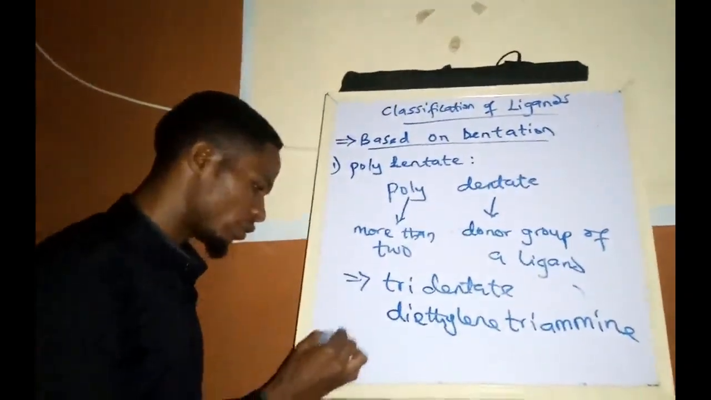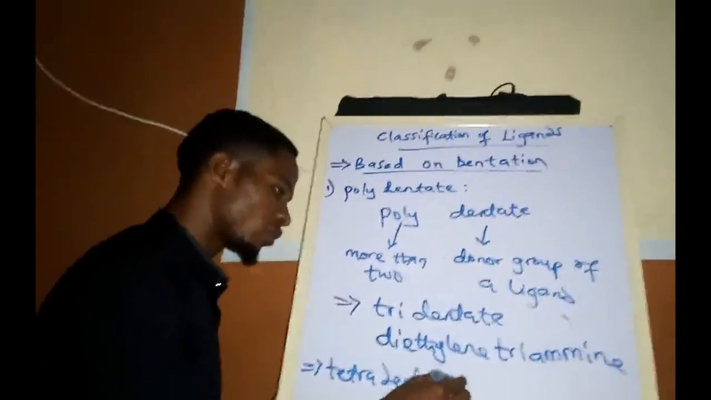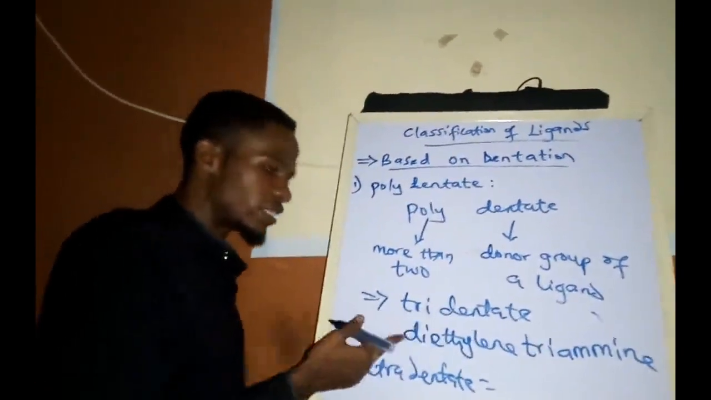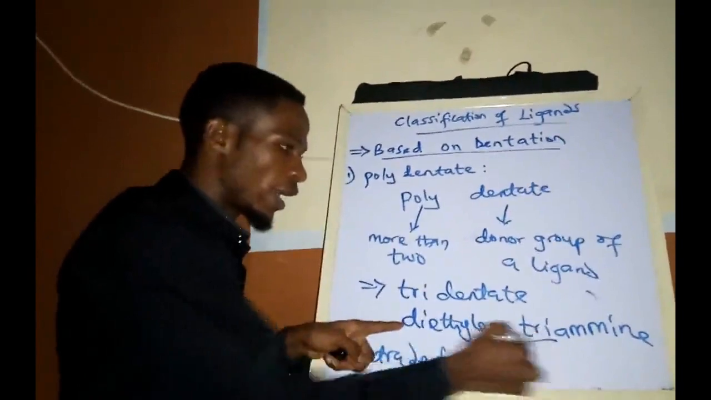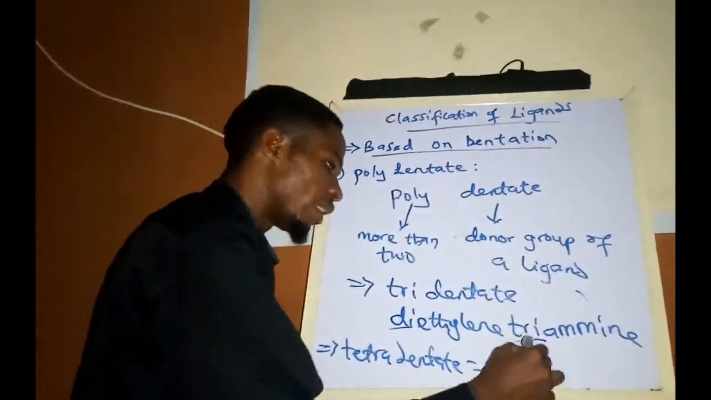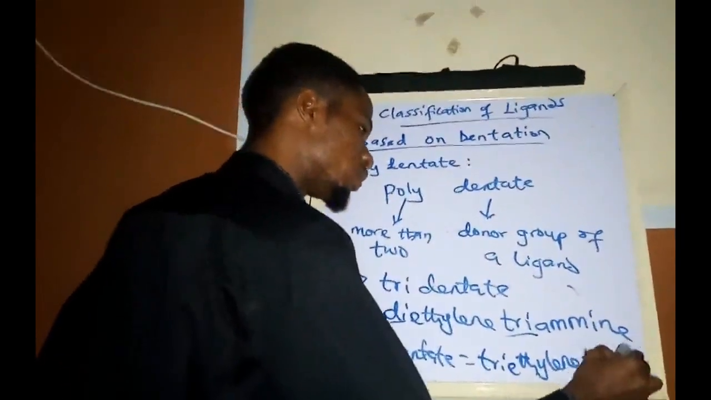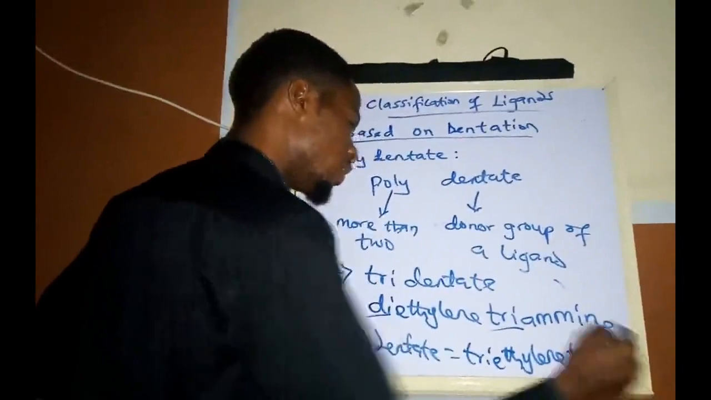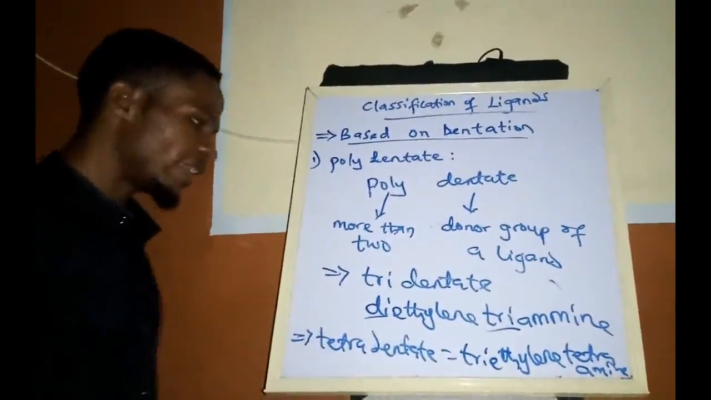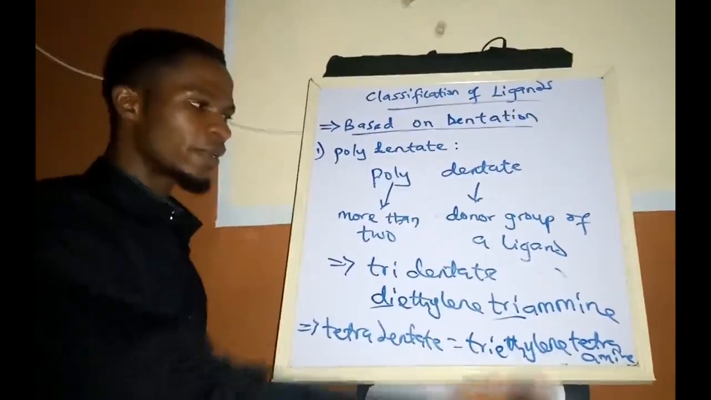Then for tetradentates, we can still increase this by one and this by one. The di becomes tri, ethylene, tri becomes tetraamine. For pentadentates, the tri increases to tetraethylene, pentaamine, and so on.